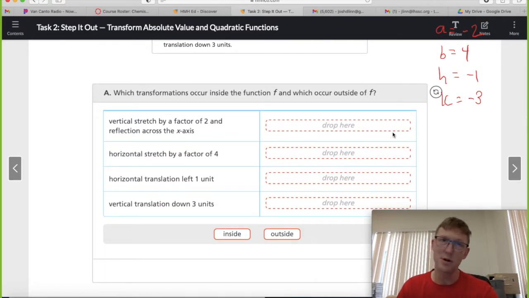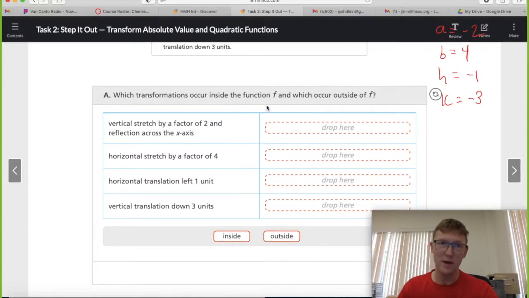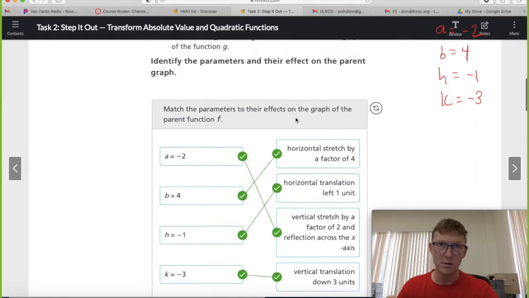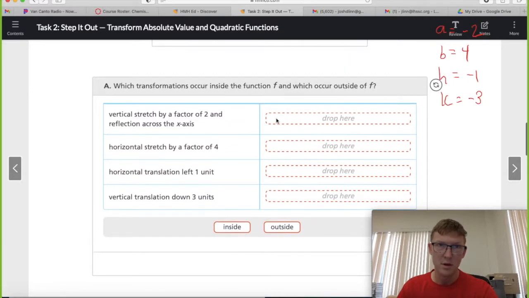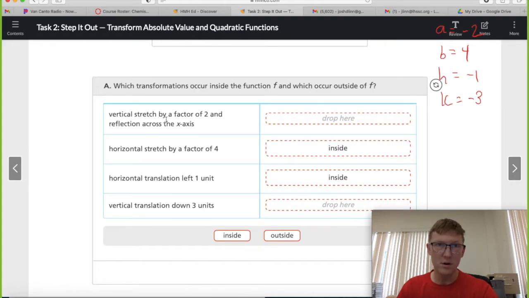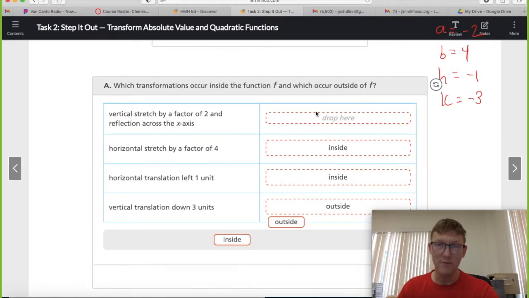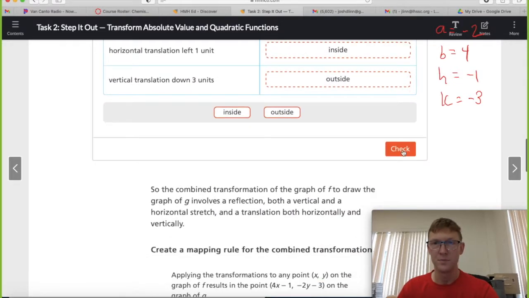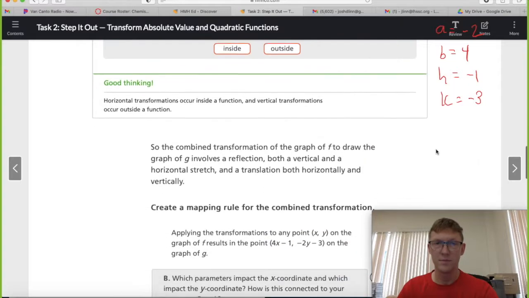So it's those same parameters. We're just applying it to an absolute value, right? Yeah, we're doing absolute value. So which transformations occur inside the function f and which occur outside of f? So that's kind of what we've been talking about. The horizontal stretch and horizontal translation all happen inside. And then the vertical stretch and the vertical translation both happen outside. So our vertical is always outside. Our horizontal stuff is inside. Yay.